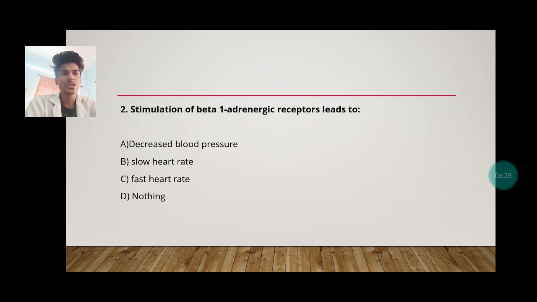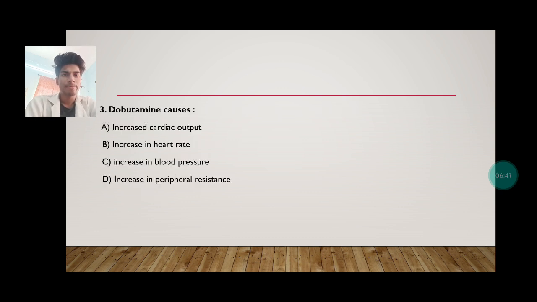Second question, stimulation of beta 1 adrenergic receptors leads to: decreased blood pressure, slow heart rate, fast heart rate, nothing. The correct answer is fast heart rate, C. Dobutamine causes: increased cardiac output, increase in heart rate, increase in blood pressure, increase in peripheral resistance. The correct answer is increased cardiac output.